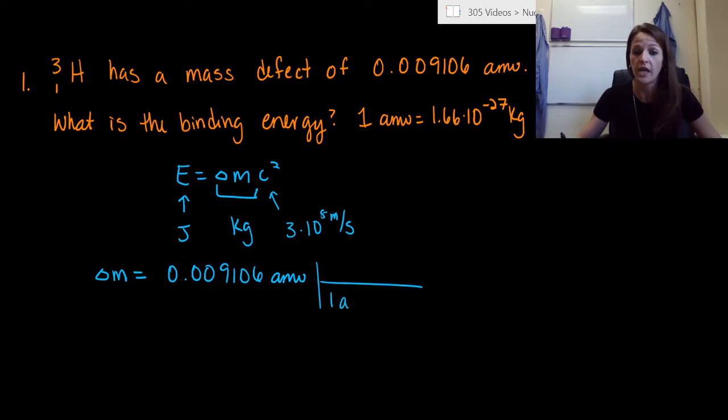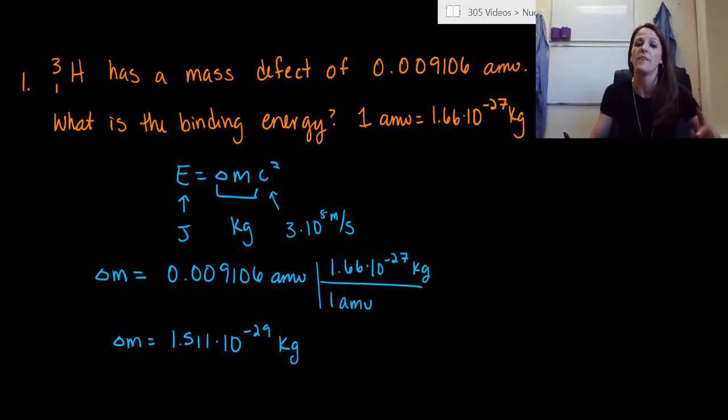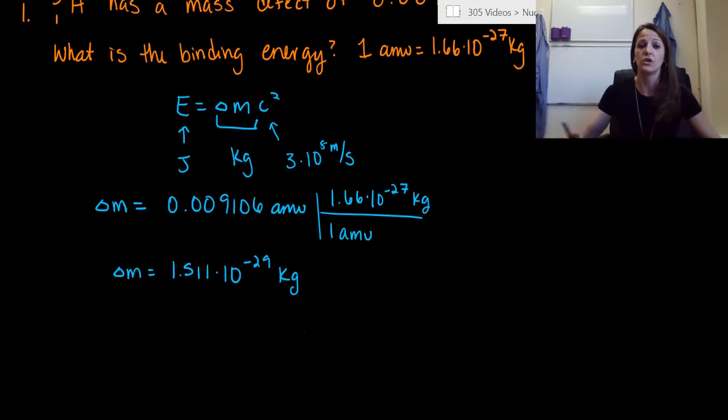For every 1 AMU, we know it weighs exactly 1.66 times 10 to the negative 27th kilograms. So if you type this into your calculator properly, you should end up with a mass effect equal to something like 1.511 times 10 to the negative 29th kilograms. Okay, so that's step 1. After you have that, it's pretty easy. You just have to put it back into your equation.